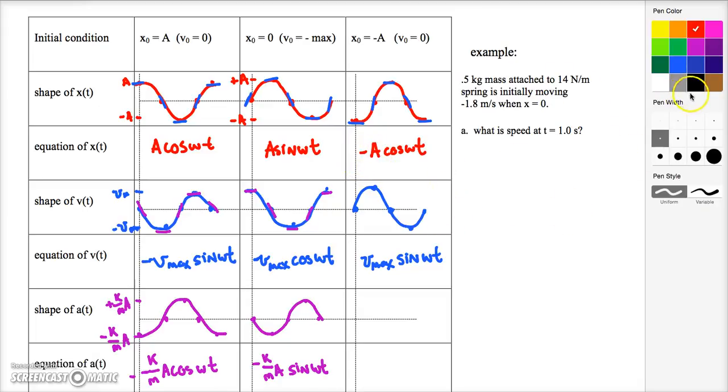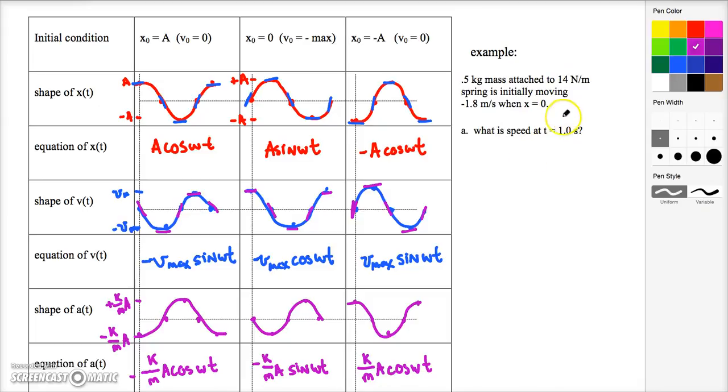Okay, and then for the acceleration graph, our last graph, we have a positive, 0, negative, 0, positive. So we start off with a positive, we go to a 0, then back to a negative value, then back to a 0, and then to a positive value. And then connect those points. And so this, of course, is a positive. So this is k over m times A times cosine of omega t. And those are our three conditions.